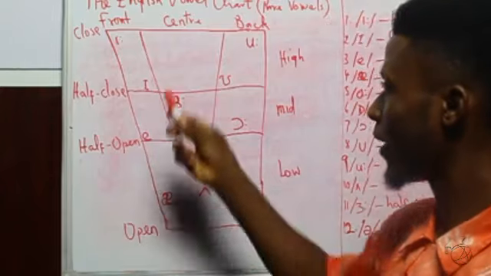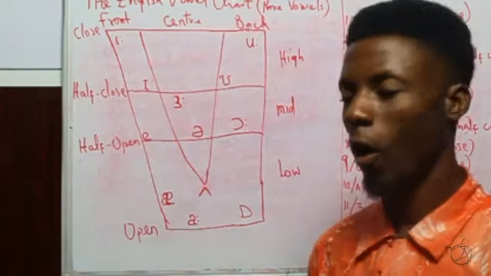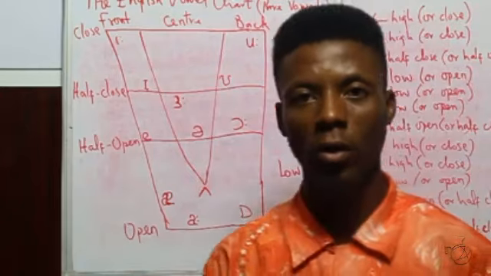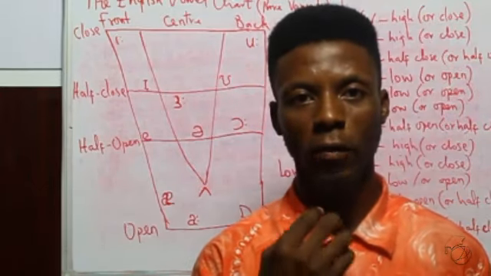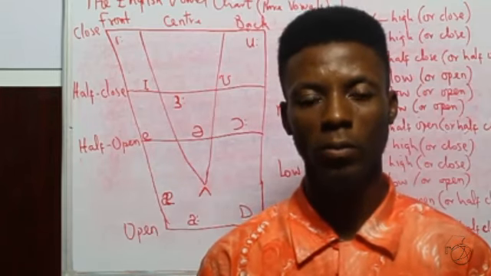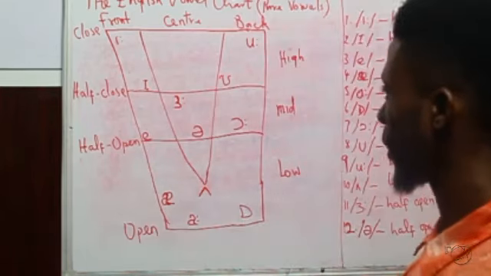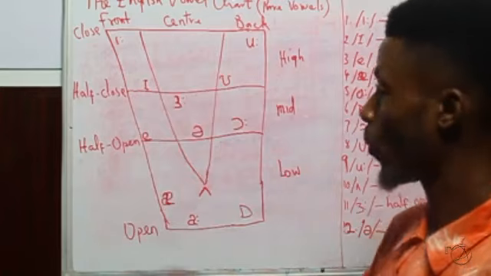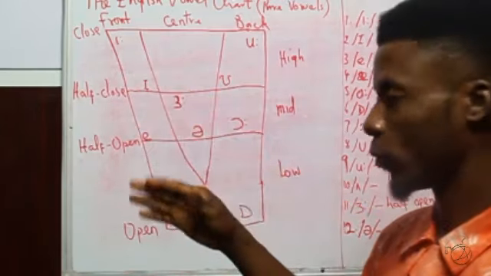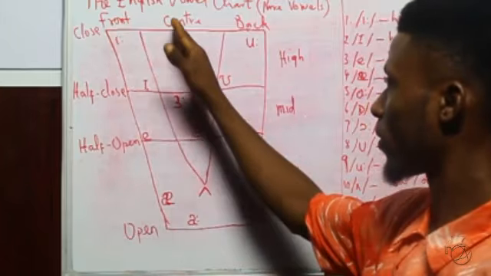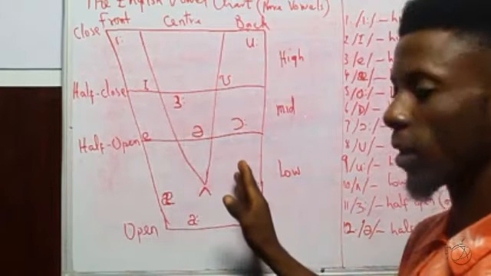The positions of each vowel sound on the chart show the position of our tongue in the mouth when these sounds are articulated. Let us take a look at the chart. We have the chart divided into segments. We have the front, we have the center, and we have the back.